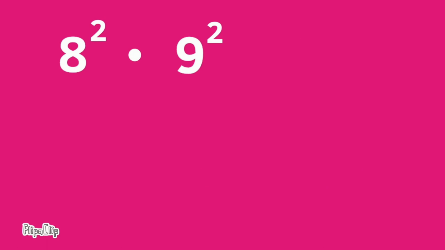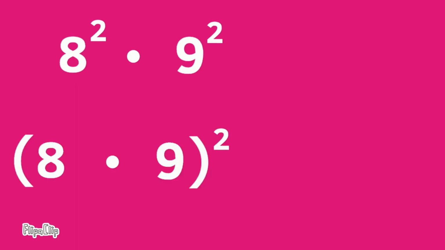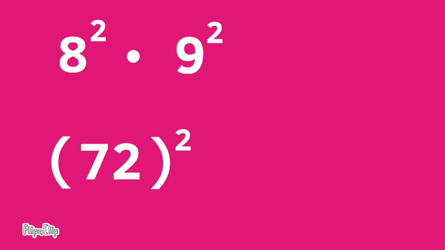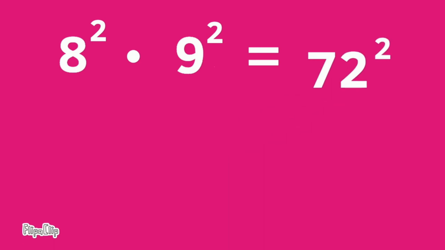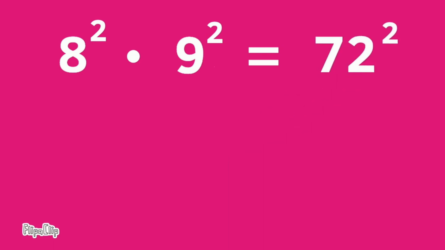Now let's try one that has the exponents the same, but the bases are different. 8 to the power of 2 times 9 to the power of 2. Since the exponents are the same, we can put the exponent on the outside of the parentheses and put the bases on the inside. 8 times 9 equals 72. So 8 to the second power times 9 to the second power equals 72 to the second power. So if the bases are different but the exponents are the same, we can multiply the bases and keep the exponent the same. 8 squared times 9 squared equals 72 squared.